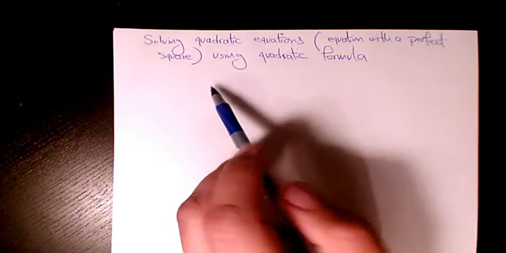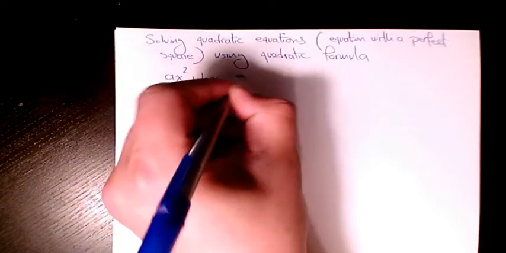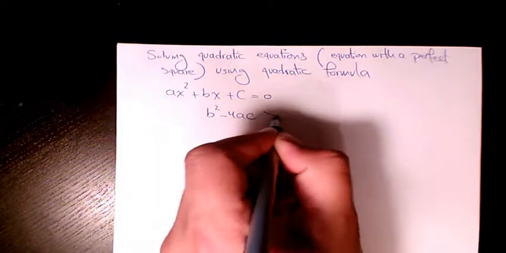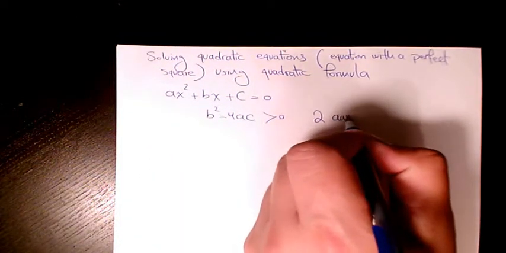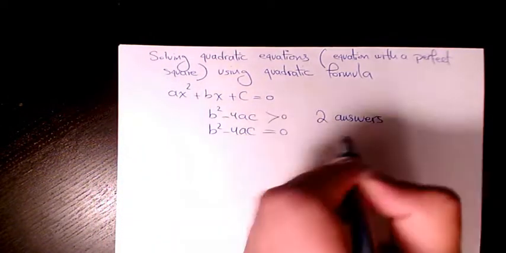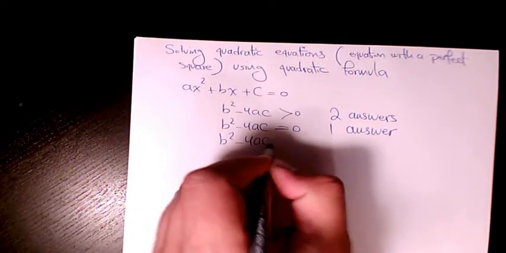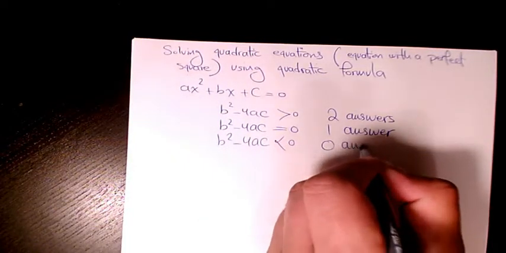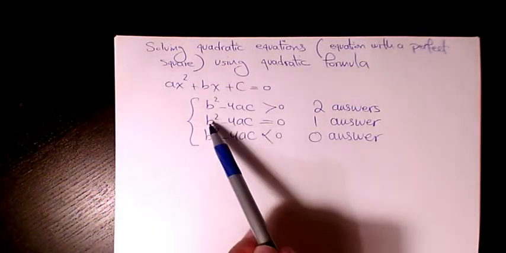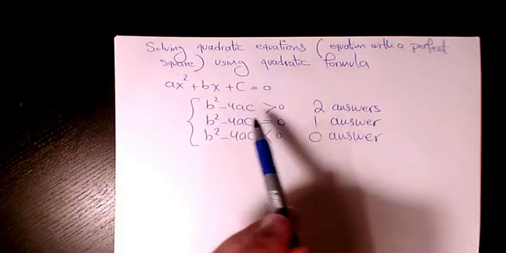And I had it earlier, whenever you have ax squared plus bx plus c equals 0, if b squared minus 4ac is greater than 0, we have two answers. If b squared minus 4ac equals 0, we have one answer. If b squared minus 4ac is less than 0, we have no real solutions. So whenever b squared minus 4ac equals 0, it means that we are dealing with a perfect square trinomial.